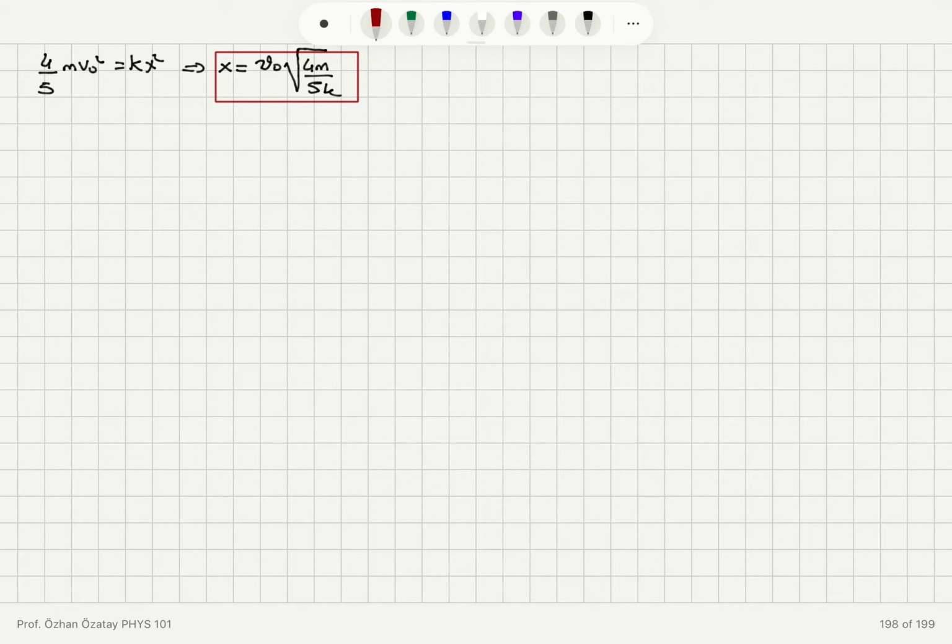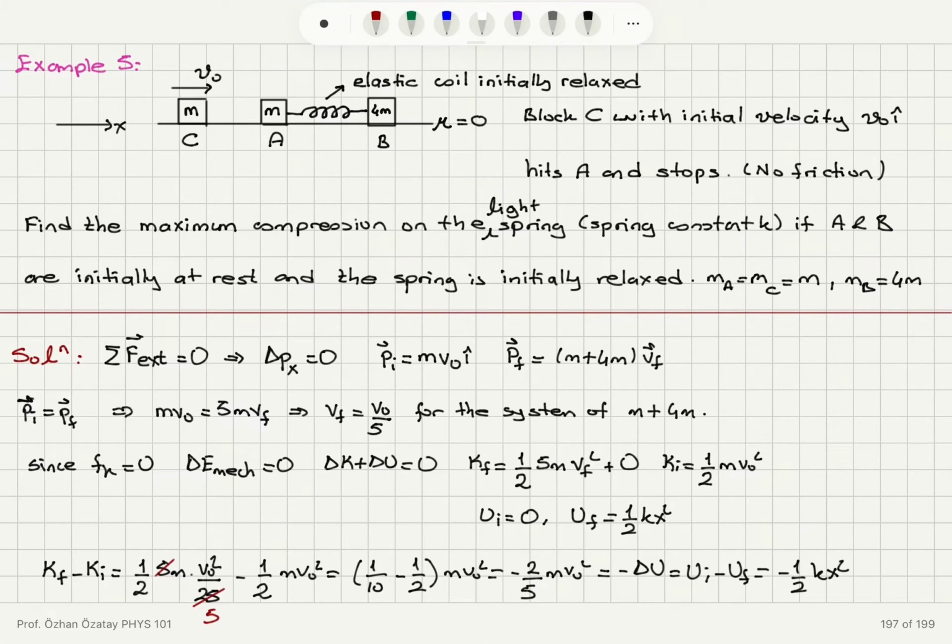Okay, so to summarize, we have a frictionless horizontal surface. A and B with masses m and 4m are connected by an elastic spring which has spring constant K, negligible mass, and initially relaxed. No potential energy stored. A and B are initially at rest, no kinetic energy. C has a kinetic energy 1/2 mv0 squared. It's approaching the system of m plus 4m with an initial velocity v0 i hat.